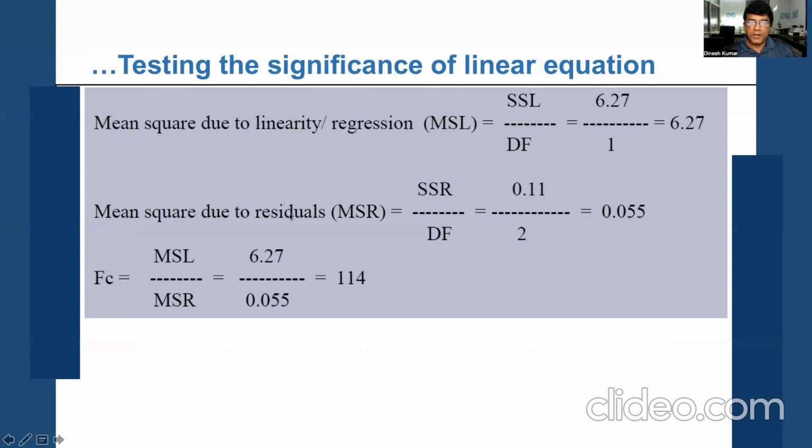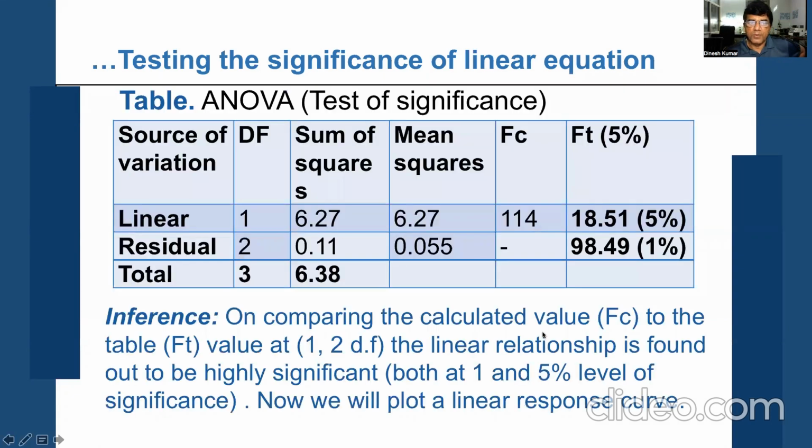Mean square due to error or residuals: sum of square due to residual or error divided by degree of freedom, you get 0.055. And then F calculated: mean square due to regression divided by mean square due to residual, 6.27 divided by 0.055. Therefore, you get 114 as the F calculated value.